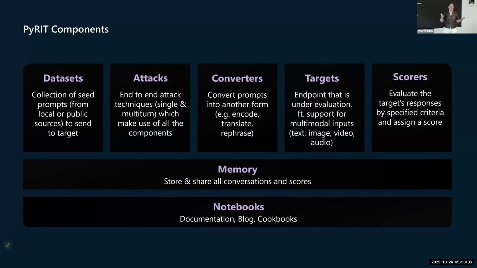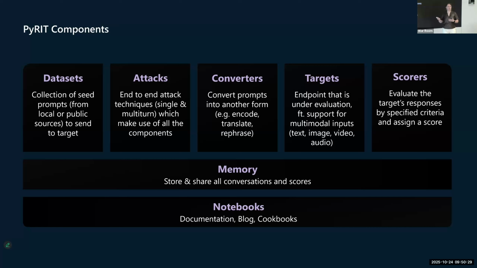The target is just PyRIT speak for what the endpoint is. This is how we connect and send inference to the endpoint. And so we support all different sorts of modalities on the screen, and we're building more support into the image, video, and audio space, as well as text. And lastly, once you have those results from inference, how are you going to determine whether they're harmful?